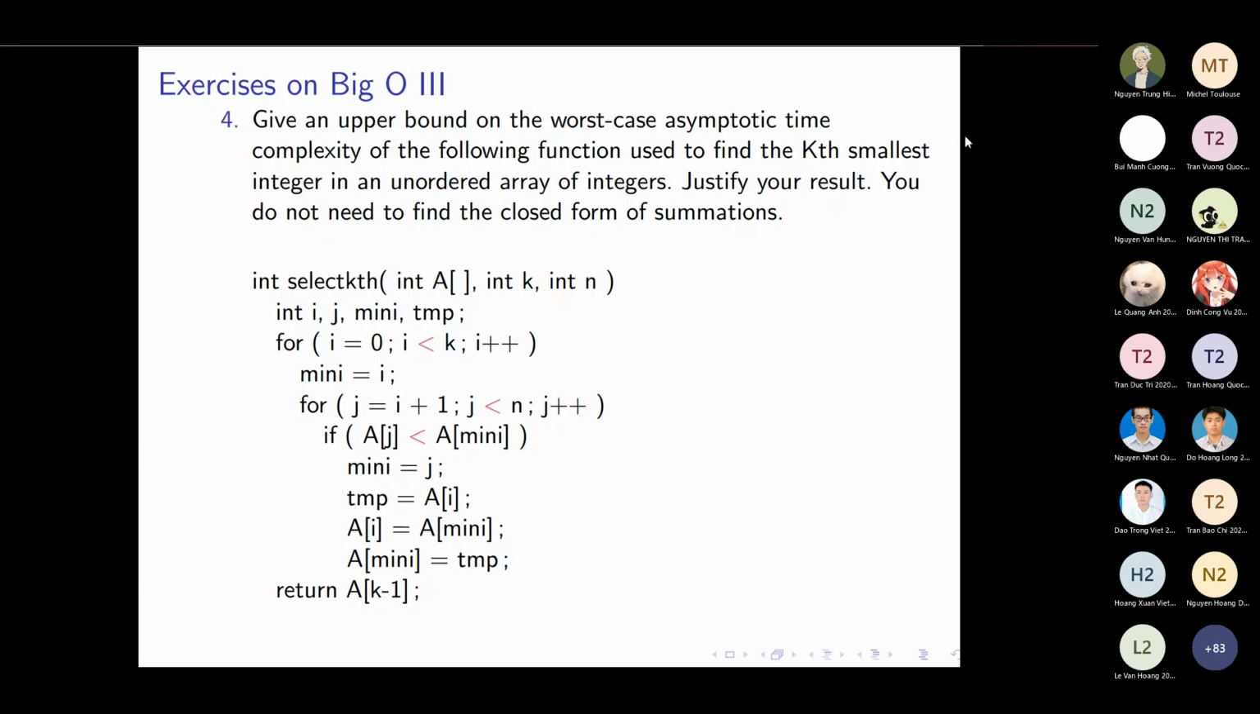So I will explain first, and I will upload my note. Okay, this is the algorithm to find the kth smallest integer in an unordered list. I will find the number of executions for the worst case of the second for loop, and then I will find the big O notation. It will be easy.